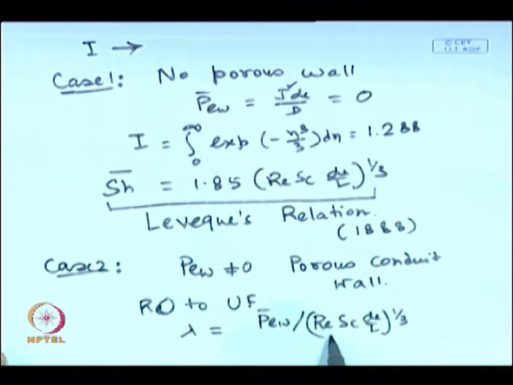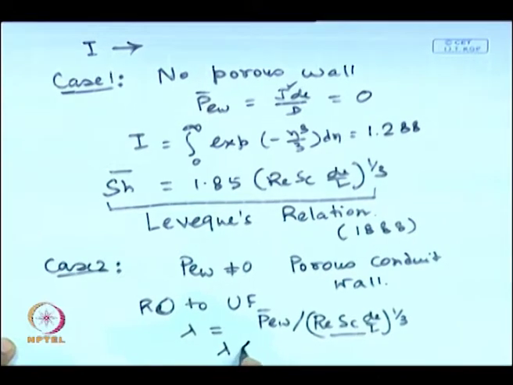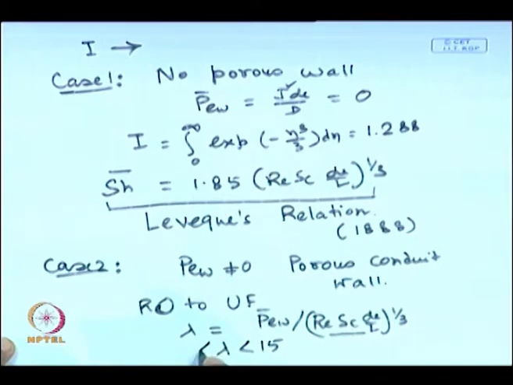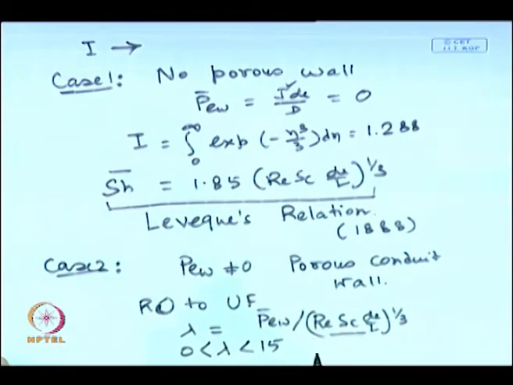We know the typical value of Reynolds Schmidt d by L under laminar flow conditions. Under these cases, from reverse osmosis to microfiltration, this lambda maximum is about 15. So, it varies from 0 to 15. Which case corresponds to 0? Lambda equal to 0 means Pw equal to 0, that means there is no wall suction, so we get back the non-porous conduit. Any other value of lambda not equal to 0 corresponds to a porous wall.